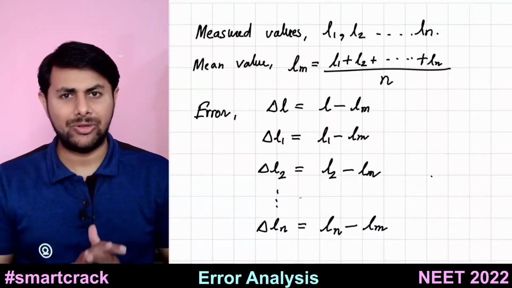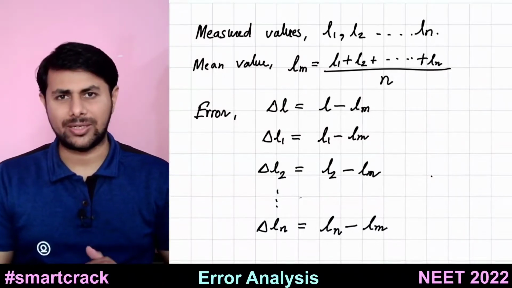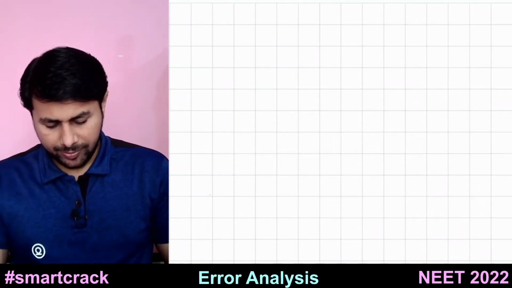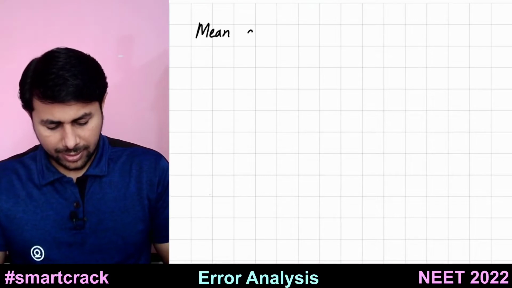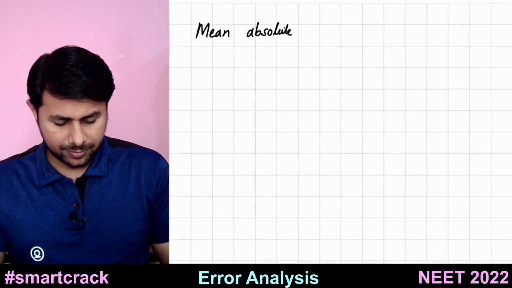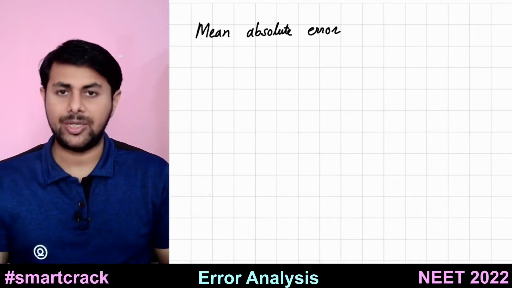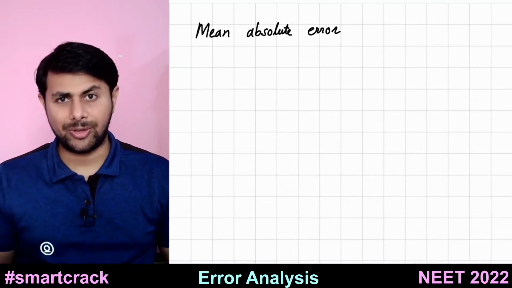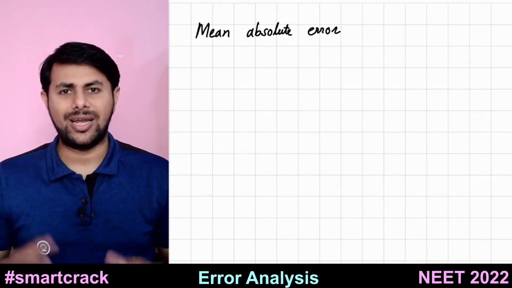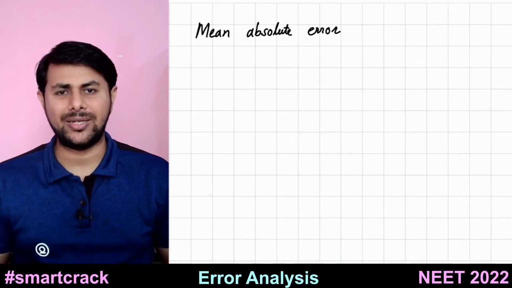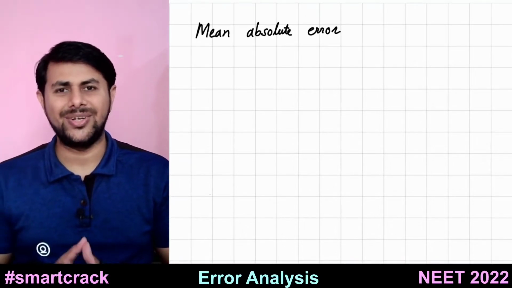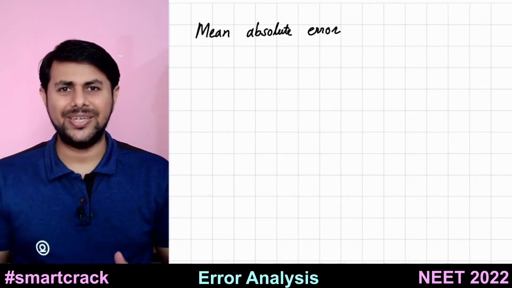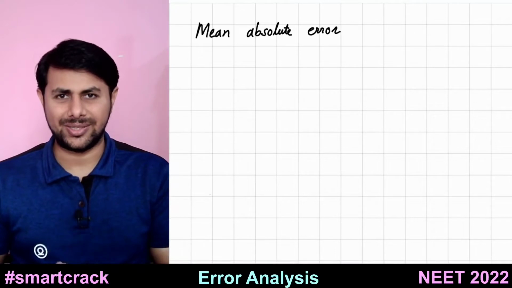Now let's suppose I want to find the mean error in this quantity. So how do I do that? I will find the mean absolute error and not the mean error. And why is that? It's because sometimes the error would be positive and sometimes it would be negative, and there are great chances that if you add all errors, positive and negative, you will end up getting 0, which indicates that the mean error would be 0.